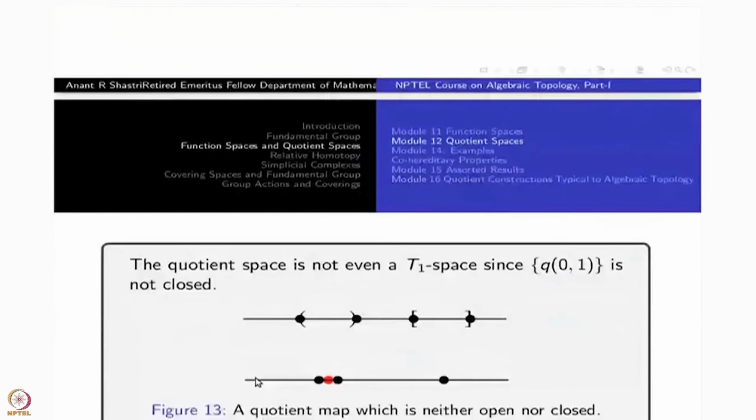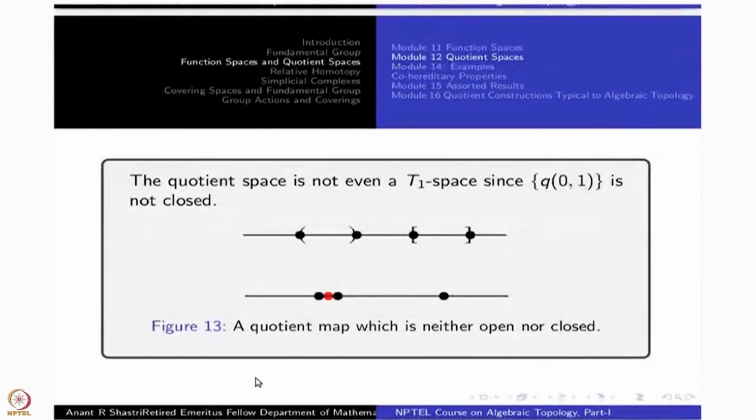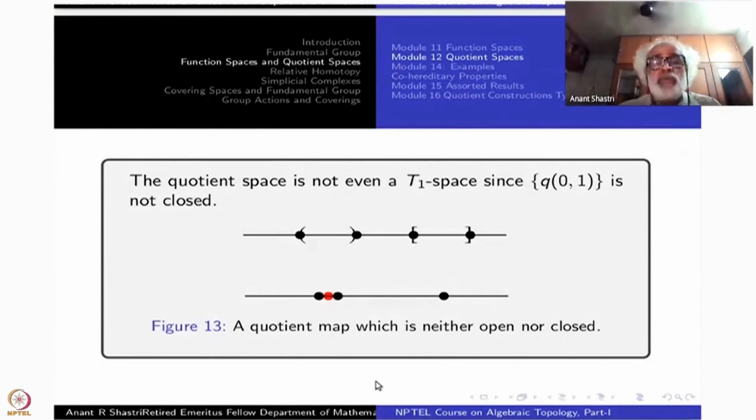So here is a picturesque representation of what I have done. This is the open interval 0 to 1 and this is 2 to 3, the closed interval. This entire closed interval is going to a single point. Here the open interval is coming to this red point, but the endpoints of this interval have come just nearer to that one. What is the meaning of nearer? If you take the closure of this red point in the quotient topology, that will contain both the endpoints.